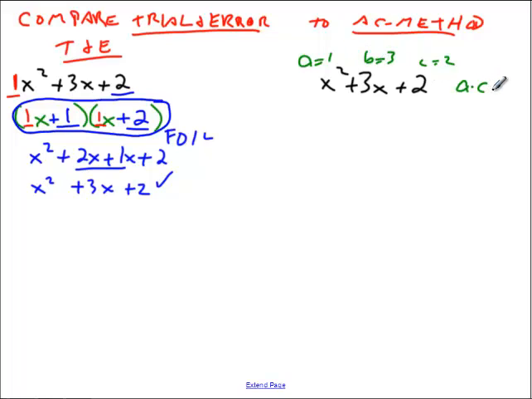Here's A times C equals 1 times 2 equals 2. We have to factor the 2, and it's either 1 and 2 or -1 and -2. But we have to add up to a positive 3. So there's our factorization. We have to rewrite 3x as 1x plus 2x, and then everything else stays the same. Here's my x squared, and here's my plus 2.